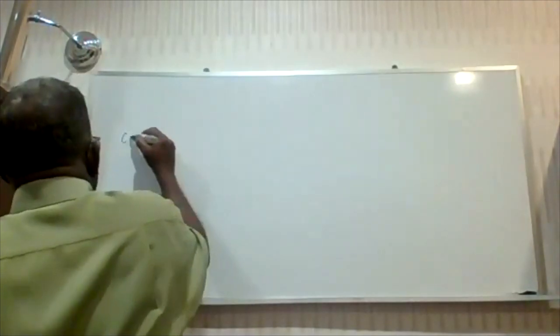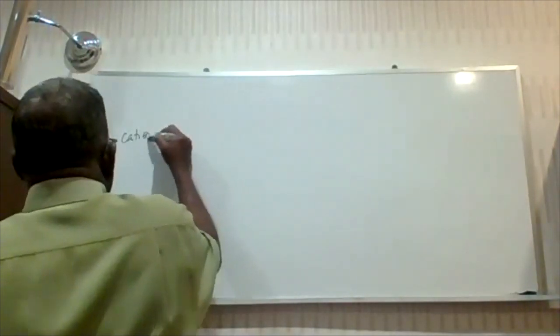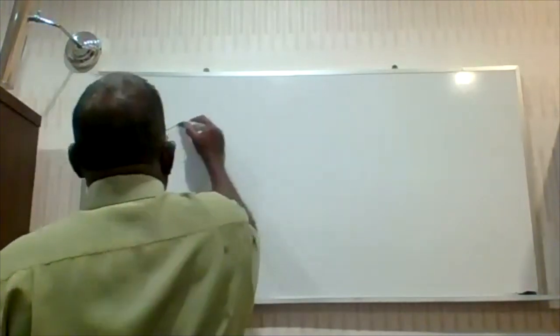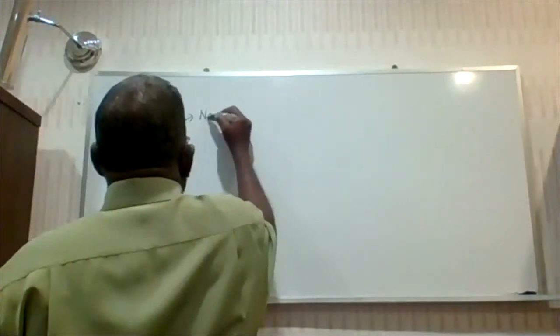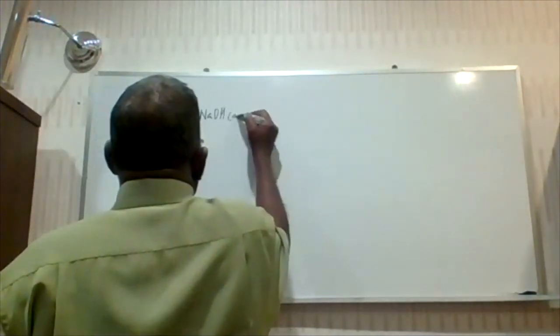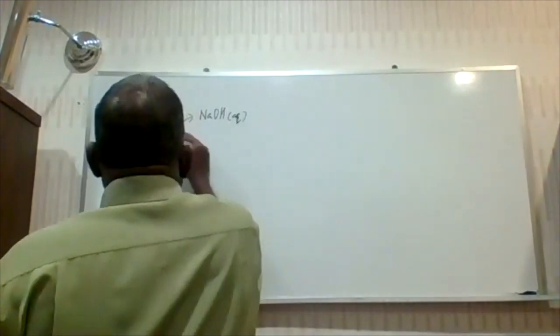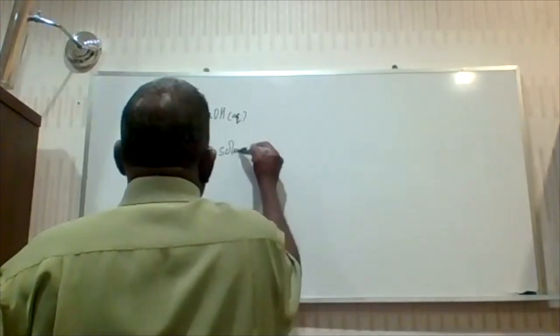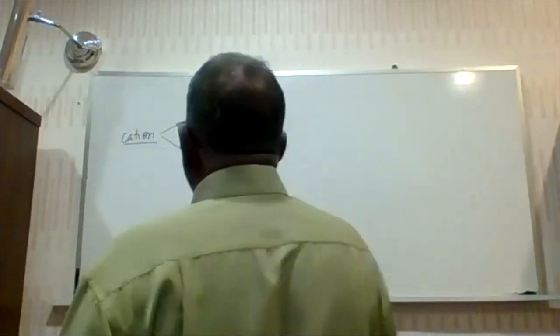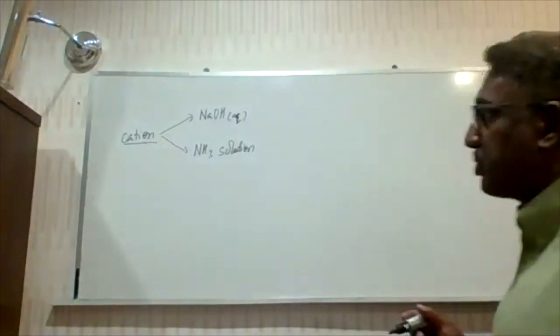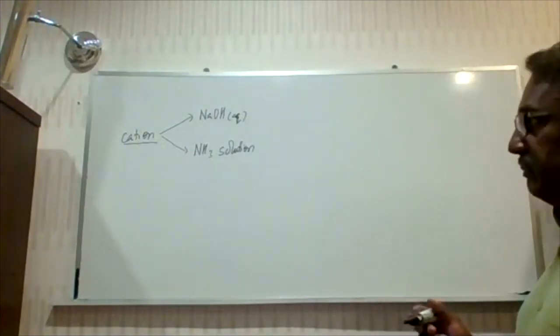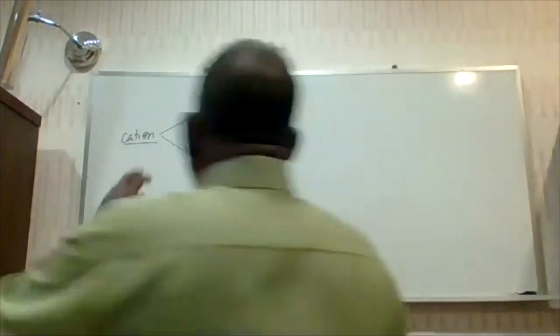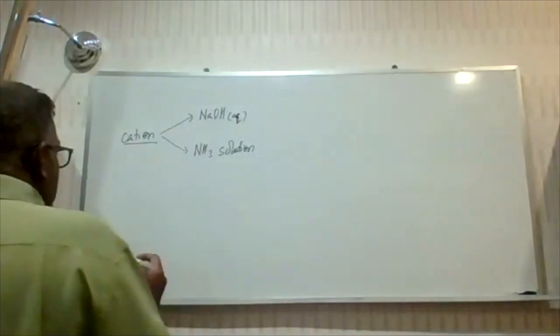To identify a cation, you have two reagents. One, sodium hydroxide solution, so I put it as aqueous. The other one is ammonia solution. These are the two. So now we are looking at the basis upon which these two are used in identifying the cation. I've already done this with you.